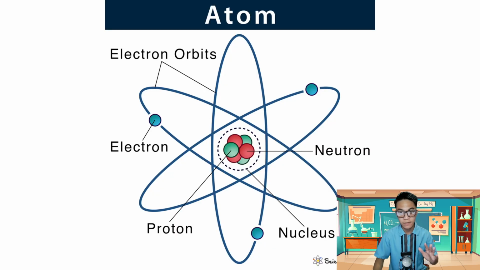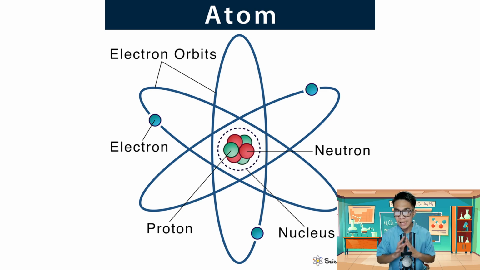So I have here a picture of an atom. As you can see, we have here the electrons. We have here the nucleus. The nucleus is at the center of our atom, and it houses the proton and the neutron. The proton is a positively charged particle, while the neutron, from the name itself, is neutral, so it doesn't have a charge at all.